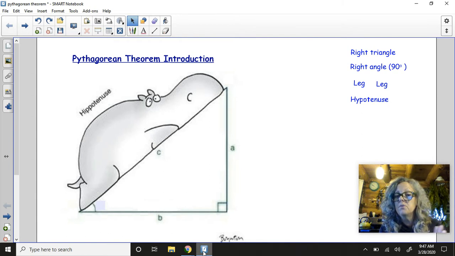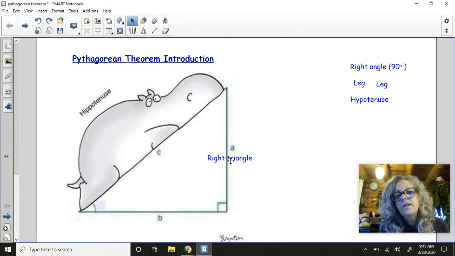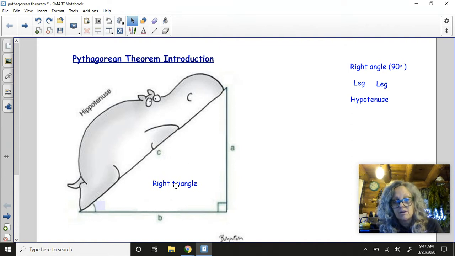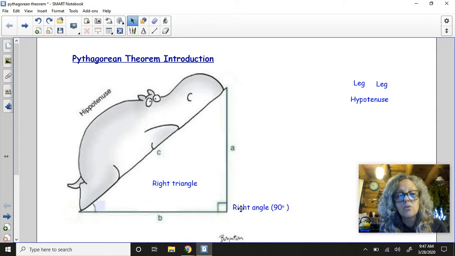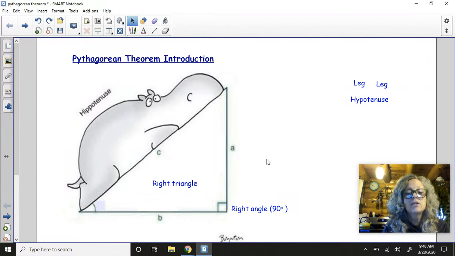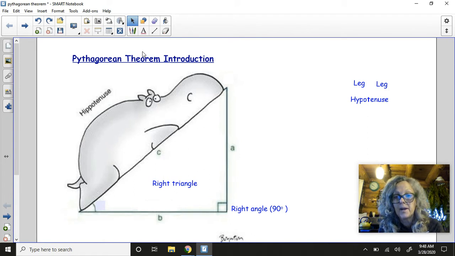So what I have for you in front of you on the screen now is the diagram of a right triangle. We know it's a right triangle because number one, the problem will tell us it's a right triangle, or number two, you'll see this little box in the corner. That means that is the right angle, okay? So when you see that box, you know that that angle measures 90 degrees, okay?